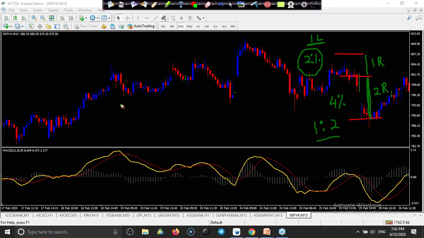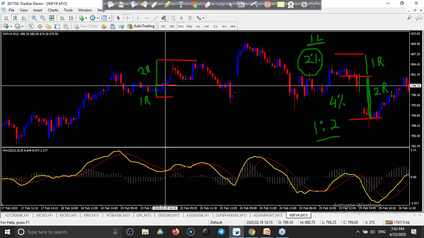Same thing here, you can see. We place a sell order and stop loss above this hammer pattern, right? And the target will be 1:2, like that. All right, so here you can see that will be 2R and this will be 1R. All right, this will be 1R. Now here you can see how many points difference there will be.